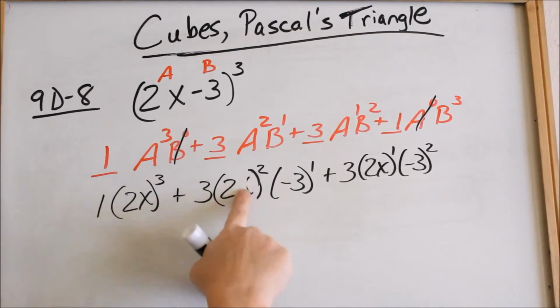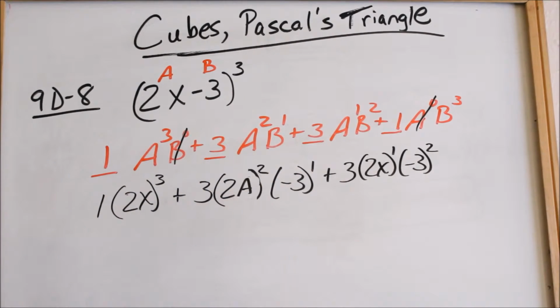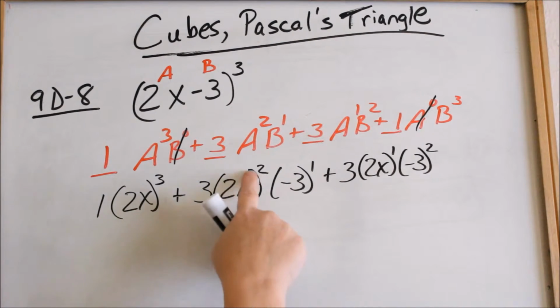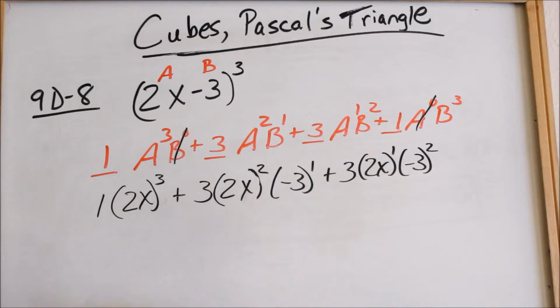Okay, my cameraman corrected me. I had an A here. This shows how it's very easy to make mistakes in these problems. I put an A there. It needs to be an X.